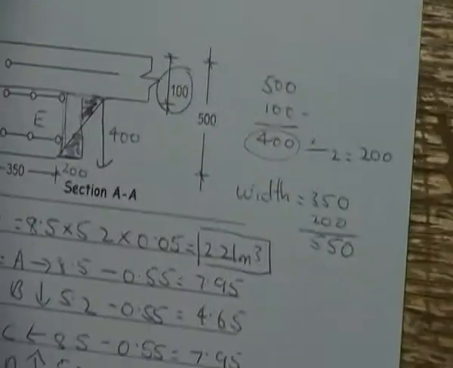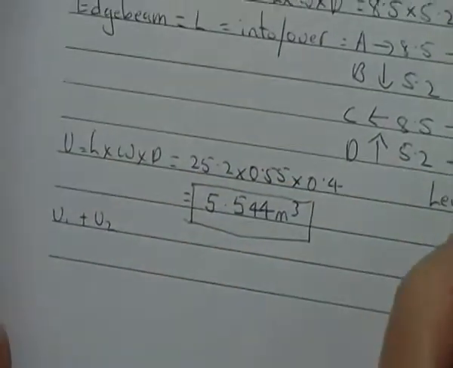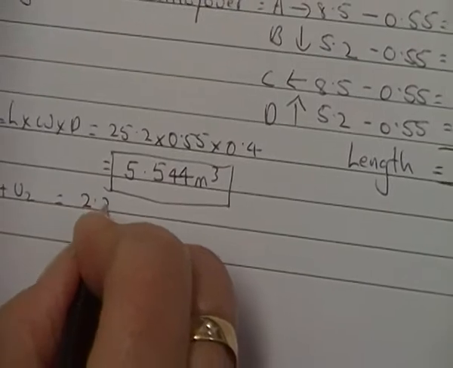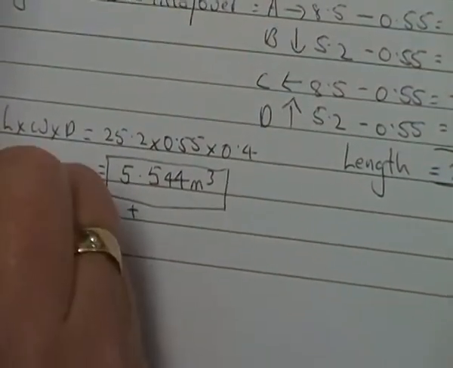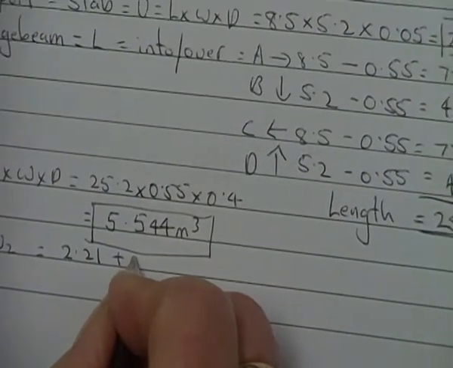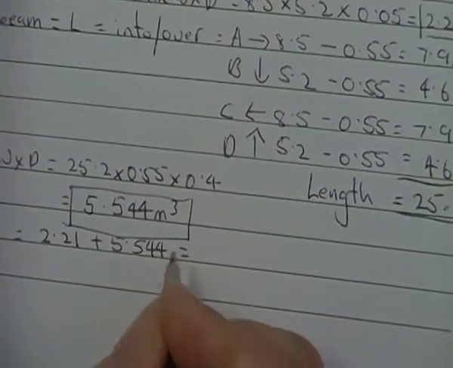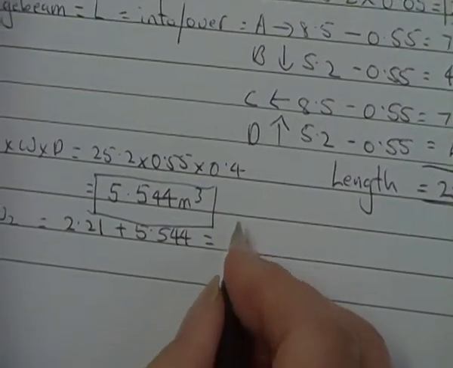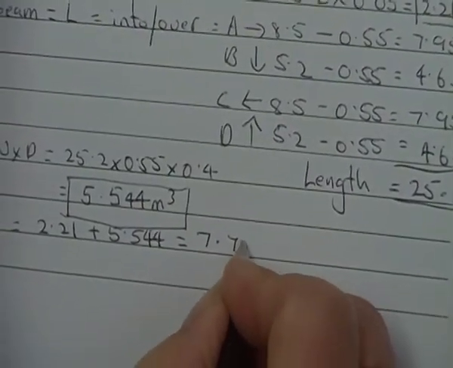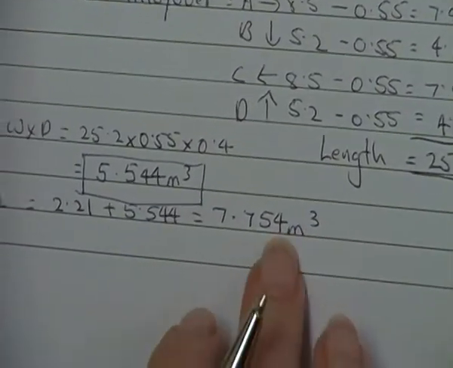Now I need that answer, and I need this answer. We're going to add them together. So you've got volume 1 plus volume 2. So volume 1 is my spoil, so it's 2.21, plus volume 2 is my edge beam, so it's going to be 5.544. So when we add those two together, we're going to get 7.754 metres cubed.